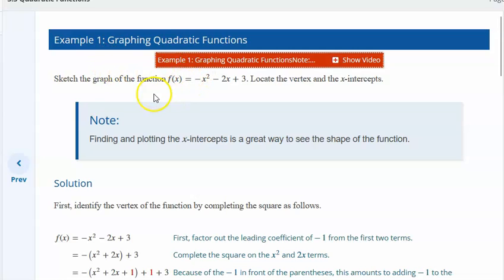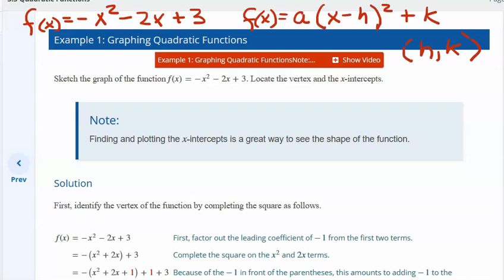They want us to sketch the graph of this function, locate the vertex and the x-intercepts. Now we're finally getting to example 1, and then we'll have some more examples, of course, in our practice. So there is the function that I've copied, hopefully correctly, yep. And this would be in its standard form of the quadratic function.